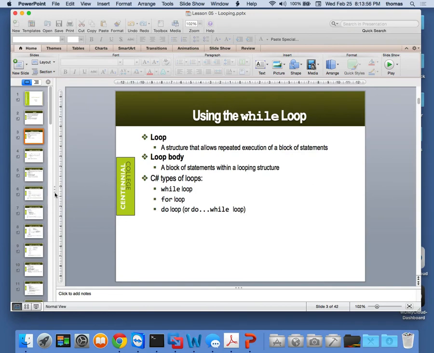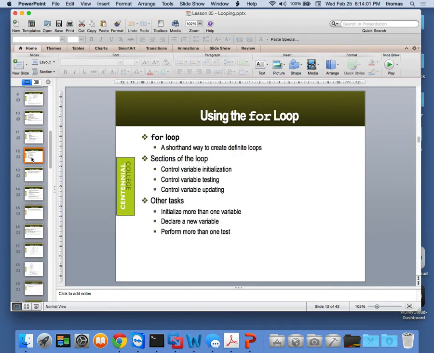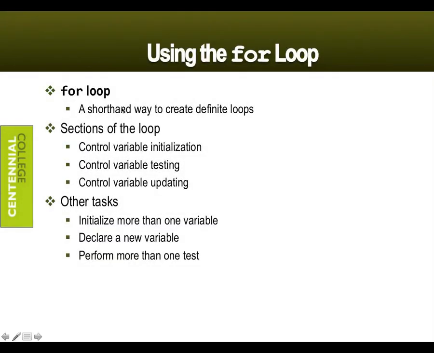Let's go back and talk about other looping structures. Last time we covered the while loop. Let us cover the for loop, because this is a very common looping structure. A for loop is a shorthand way to create definite loops. A while loop we use when we don't know how many times we want to loop. A for loop we use when we know exactly how many times we're going to loop. For example, if I want to loop 10 times, then I'm going to use a for loop.